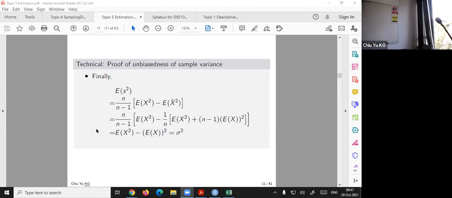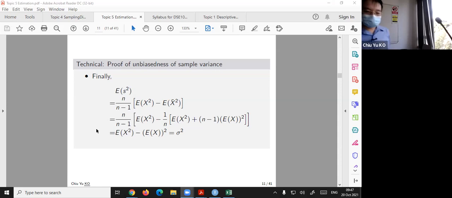But I will just repeat what it is: the expectation of the sample variance is this guy. Actually you can verify that by yourself. You can use R. If you don't want to do the proof, you can actually use R. With the technique, you can generate a sample. You can calculate the sample variance. You can do it, right?